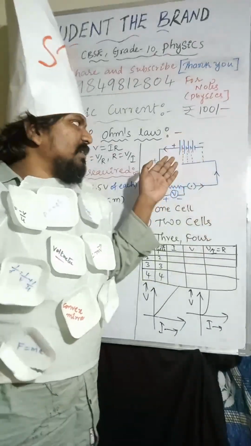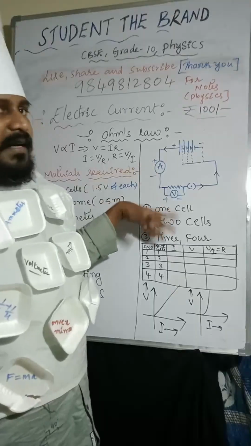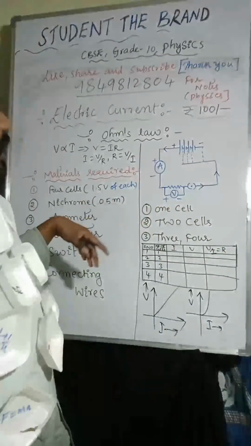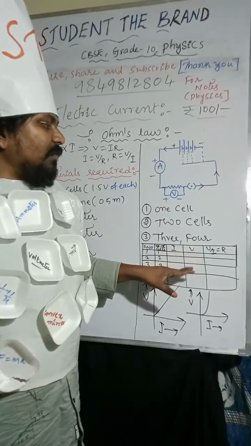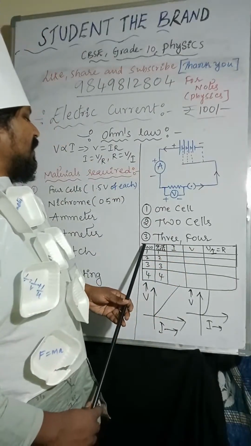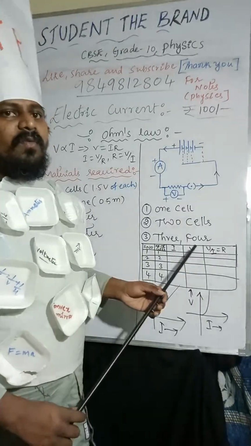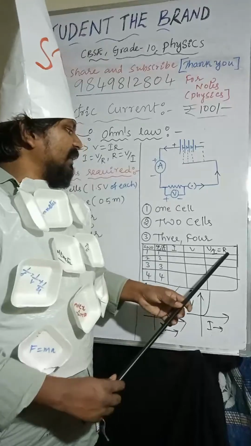First connect one cell and note down the reading of the ammeter and voltmeter. Next, repeat the process for 3 and 4. Then mention the readings in the tabular form given below: number of cells, ammeter reading, voltmeter reading, and V by I equal to R.